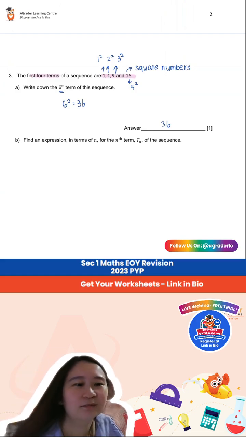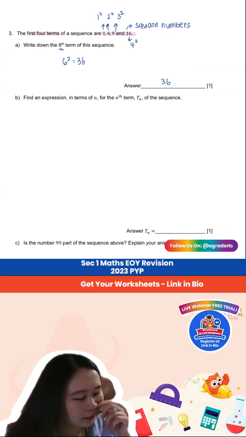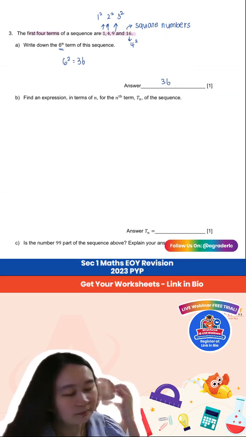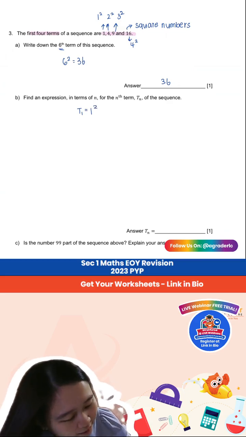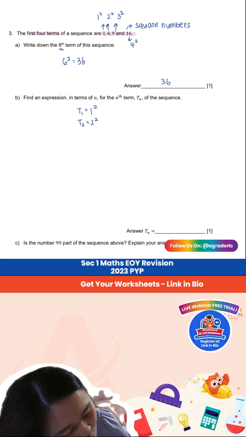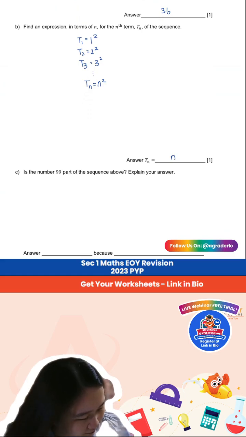Yep, good. Then find an expression in terms of n for the nth term of the sequence. So T1 is 1 square, T2 is 2 square, T3 is 3 square, and so on. So your Tn will just be n square. Yep.